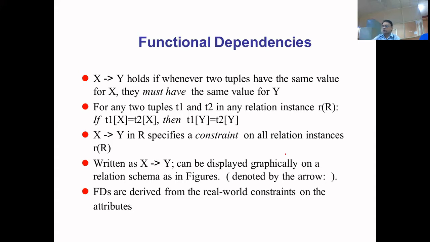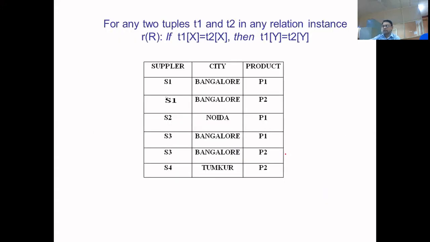Now for this definition, let us take this example. For any two tuples T1 and T2 in R, let's call this R. This is T1 and this is T2, and supplier is the X attribute and this is the Y attribute. If we have T1 of X equal to T2 of X, then we must also have T1 of Y equal to T2 of Y. So S1 is there, T1 of X is S1, T2 of X is S1, and T2 of Y is equal to Bangalore. S3 Bangalore is there. So now I can say that supplier determines city.